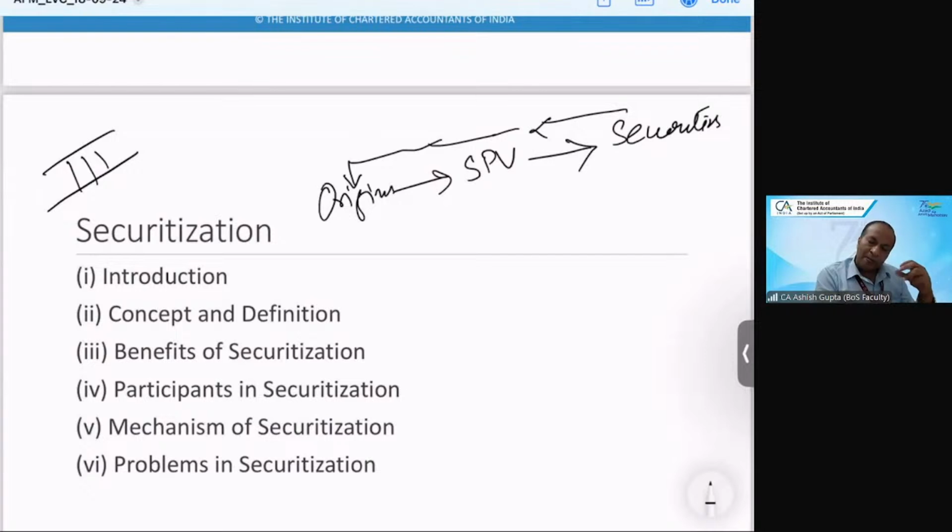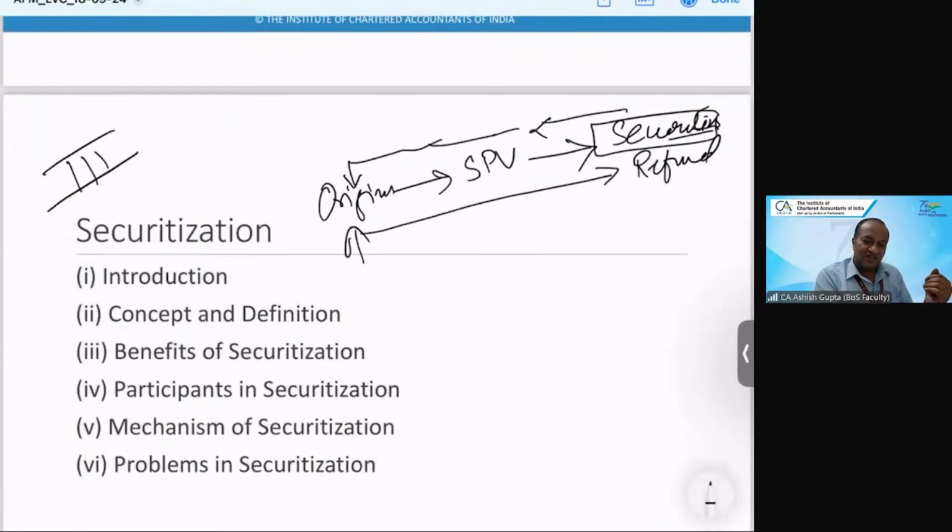Now what happens later on? The receivable will pay the cash. Ultimately this cash will be used to repay the securities. So by this, the investors who have bought the security for some time will get some income because this security will be issued at a discount.